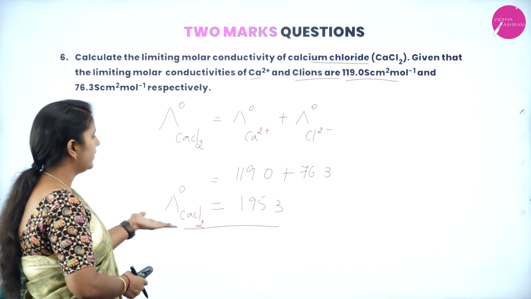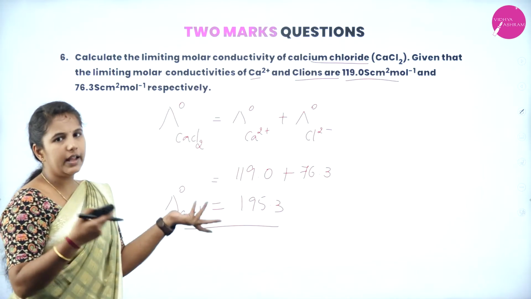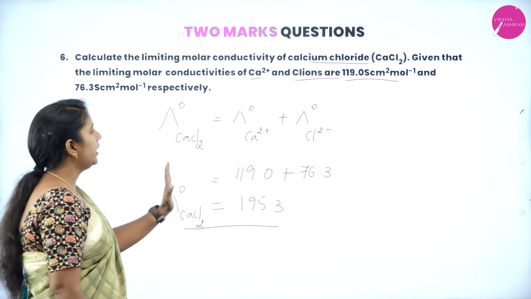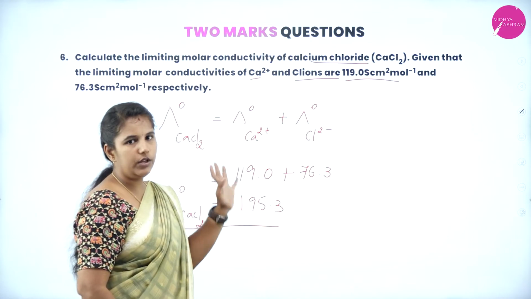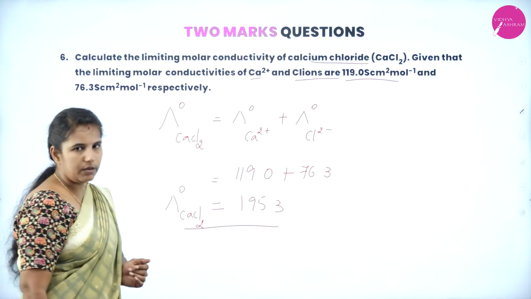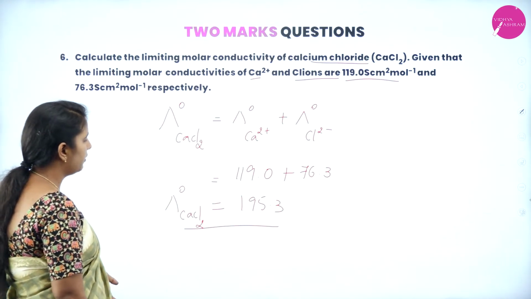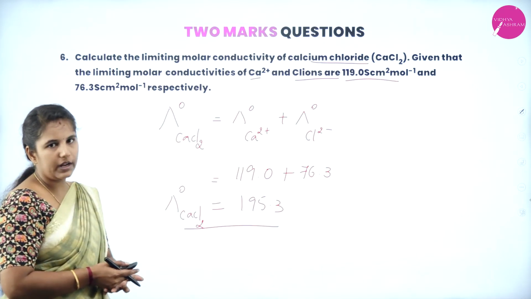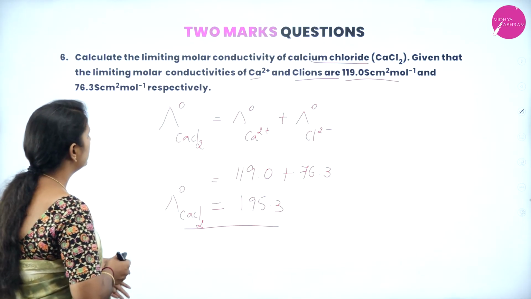Here they have given calcium chloride. Instead of that, they can give you sodium chloride. You need to put the cations and anions, then you need to count the limiting molar conductivity. Just by summing up these two values, you will get the limiting molar conductivity of the respective solution.